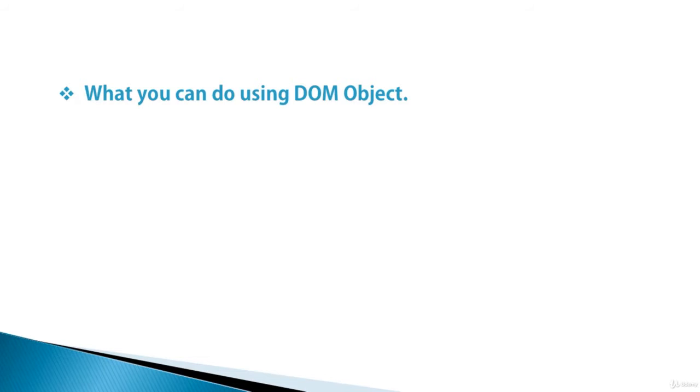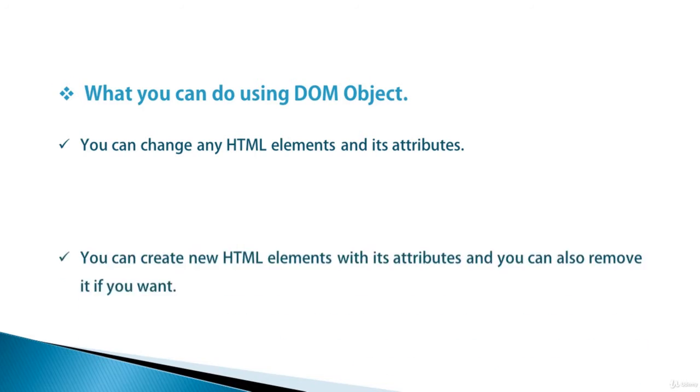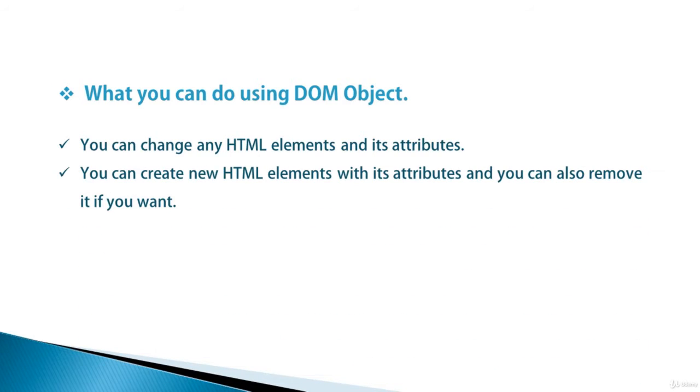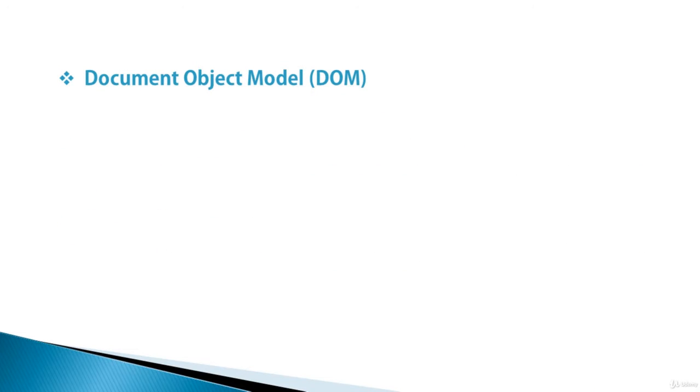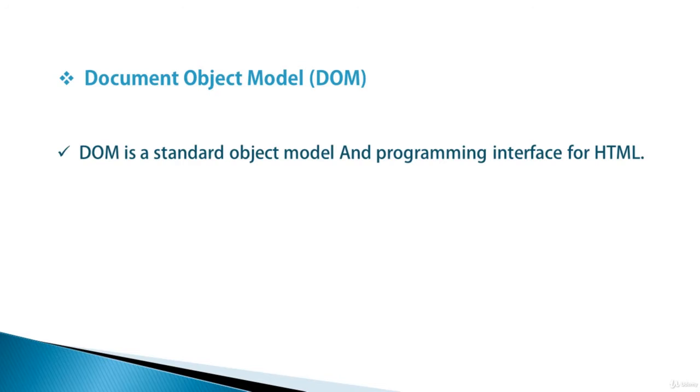Then what can you do with the DOM object? Using the DOM object, you can change any HTML elements and their attributes. You can create new HTML elements with their attributes, and also remove them if you want. You can add and change CSS styling of the page. The DOM object can react to all events in the HTML page, and you can create or change any event in the web page. So, DOM is a standard object model and programming interface for HTML.